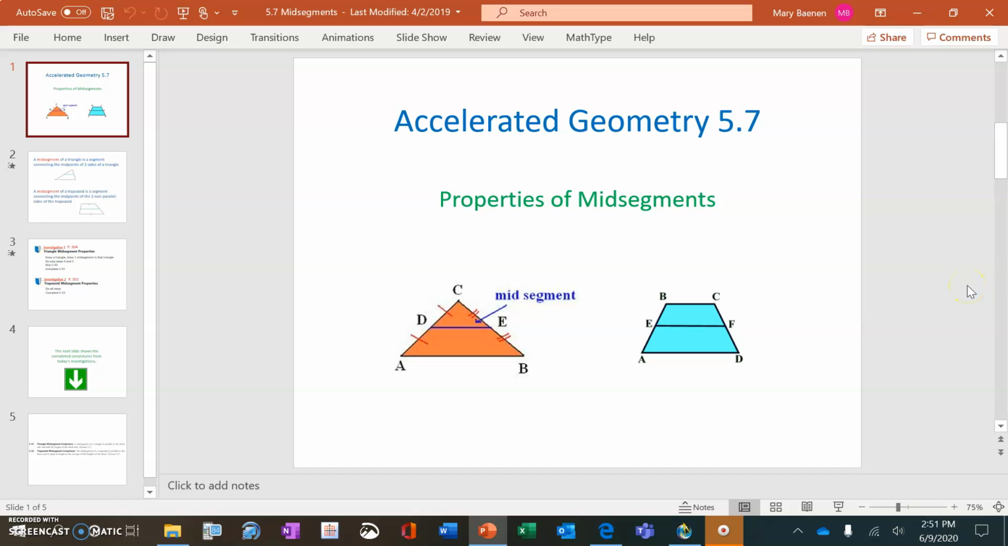This is Accelerated Geometry 5.7. We're going to learn about two new things in geometry today. One is called a midsegment of a triangle, and the other is called the midsegment of a trapezoid. And then we're going to learn a conjecture about each.